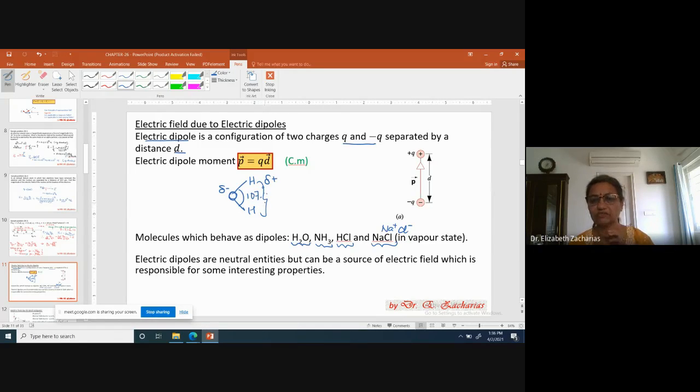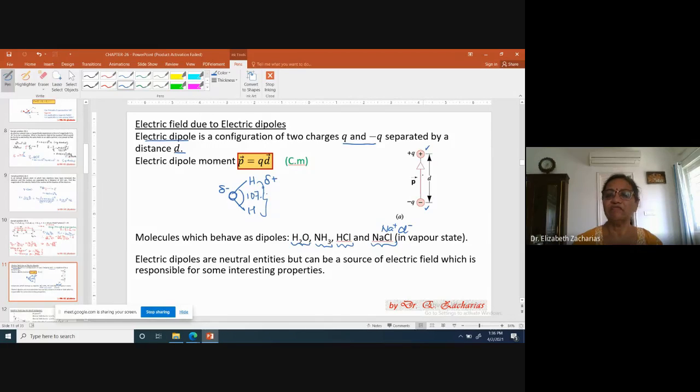Here in physics, we are not going to talk about these angles and all that. We will treat any molecule which behaves as if it is a minus q and a plus q separated by a distance d. A plus q and a minus q separated by a distance d. So this entire thing is a molecule.